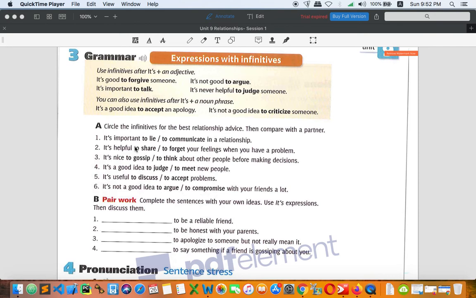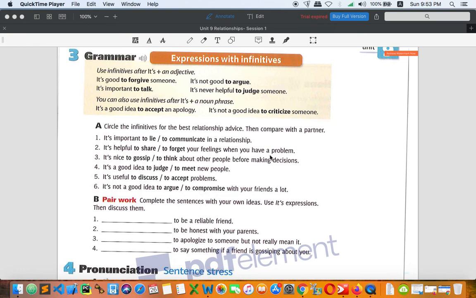Okay, so you might think about that. I think the answer is to communicate. You know exactly, right? You cannot lie all the time. So you cannot become a liar. Number 2, it's helpful to share or to forget your feelings when you have a problem.